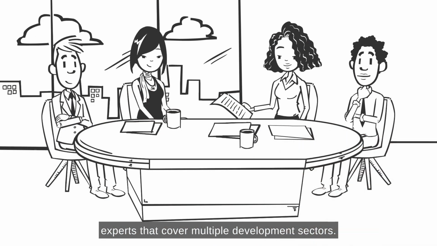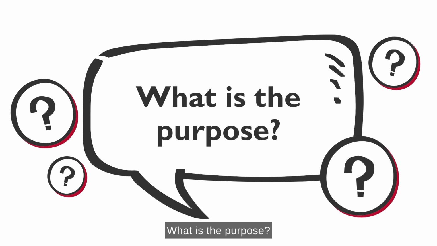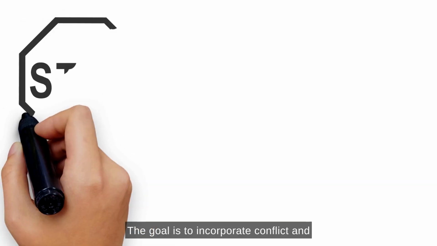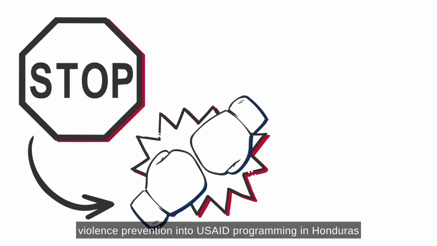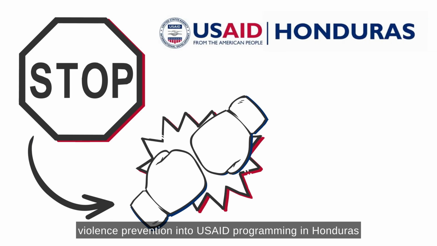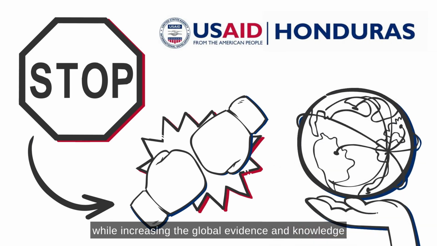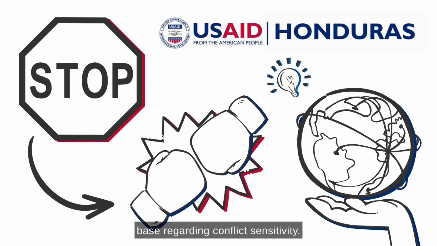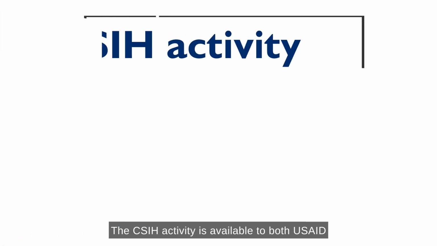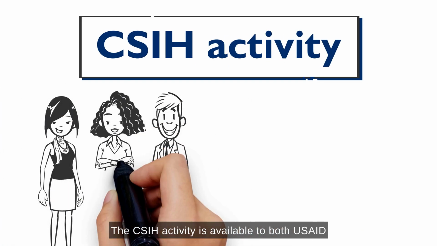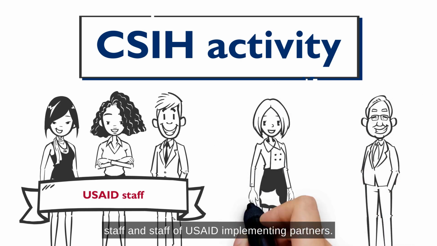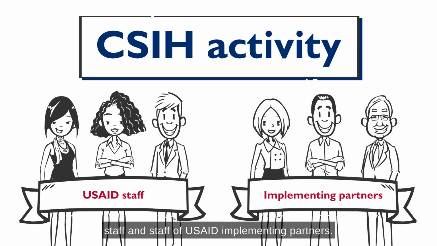What is the purpose? The goal is to incorporate conflict and violence prevention into USAID programming in Honduras, while increasing the global evidence and knowledge base regarding conflict sensitivity. The CSIH activity is available to both USAID staff and staff of USAID implementing partners.